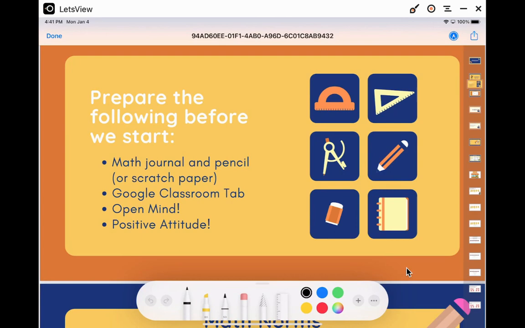Also, please make sure that your Google Classroom tab is open because your assignment after the live lesson will be in Google Classroom. And as always, please make sure that you have a positive attitude and an open mind so that you are ready to learn.